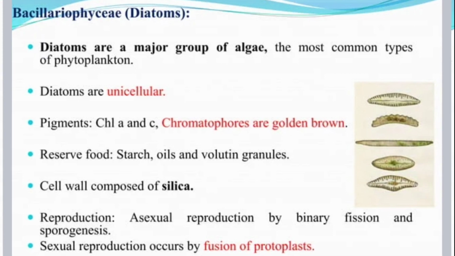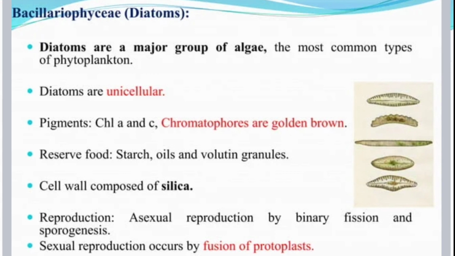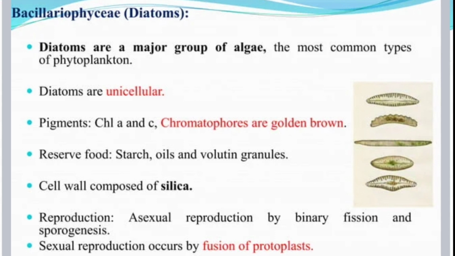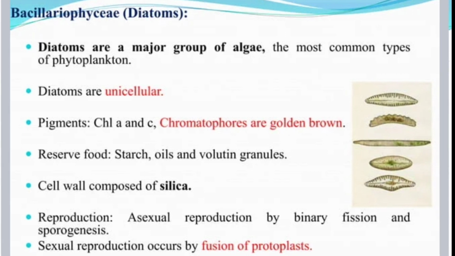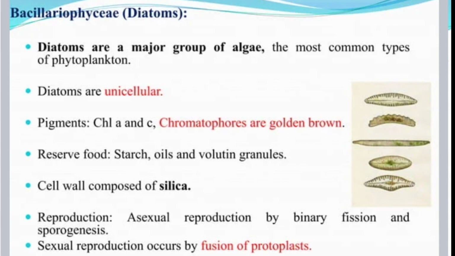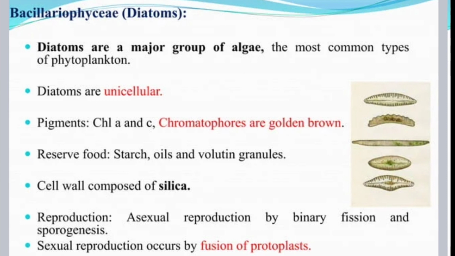Cell wall is composed of silica. That means the outer cell wall is made up of silica and the inner made up of pectin. Flagella: single flagellum is present. Reproduction: asexual reproduction by binary fission and sporogenesis, and the spore is auxospore. Sexual reproduction occurs by fusion of protoplast. Examples: Synedra, Cymbella, Navicula.